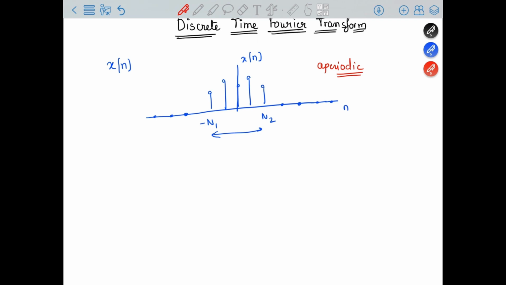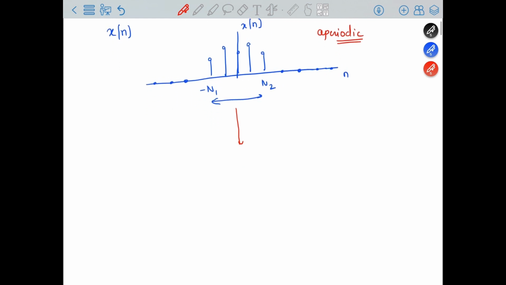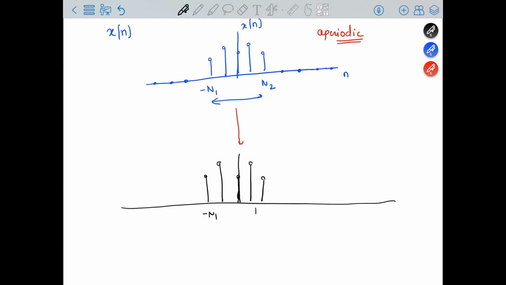Now we have to construct a periodic signal from this aperiodic signal. So what we'll do is repeat this signal for a period of, suppose, a value N. So this is your aperiodic signal, and we will repeat the same signal. So we have this signal as our x[n], which is varying from minus n1 to n2. Now we'll repeat the same signal for a period of N.